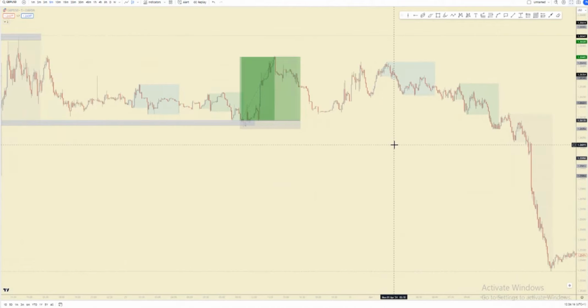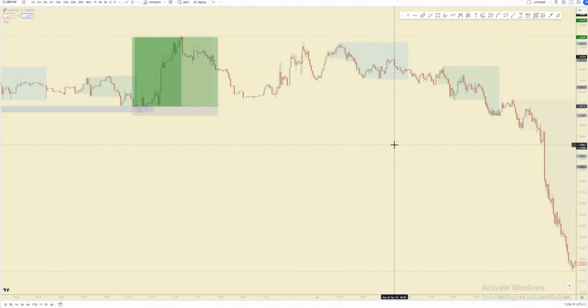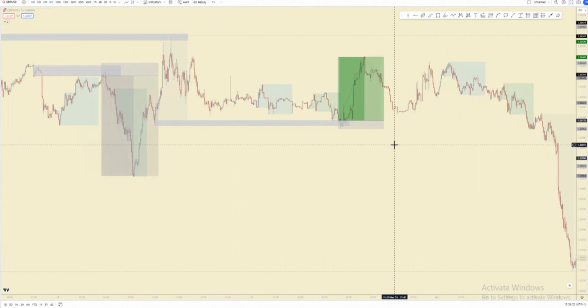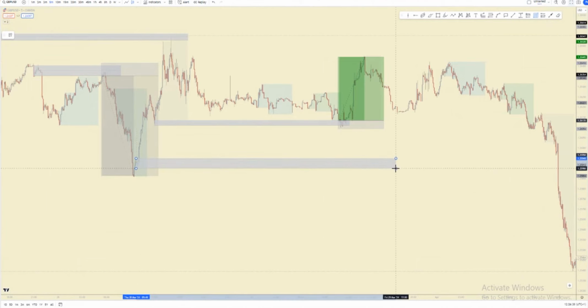Now, here, how do we know which demand or supply zone to take? Because here you mark one demand zone, this one's already far. And below is another, this one's far now. It was very far. That doesn't mean it's not valid. It's still valid. Had this one failed, we'd be looking at this one.